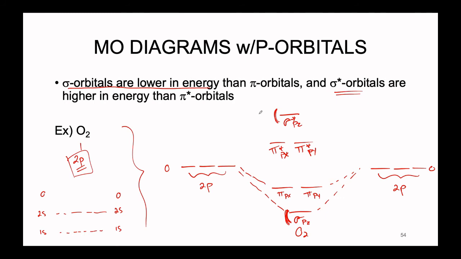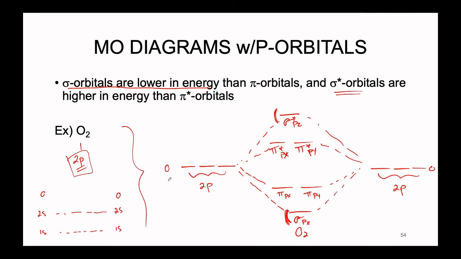So that's how we can really conclude that the pi star is going to be below the sigma star. Why the sigma star is going to have to be the most repulsive, it's because the sigma bonding is the most attractive. All right, so now that we have the diagram illustrated in the middle for the combinations of our 2p orbitals, we can add in our electrons.